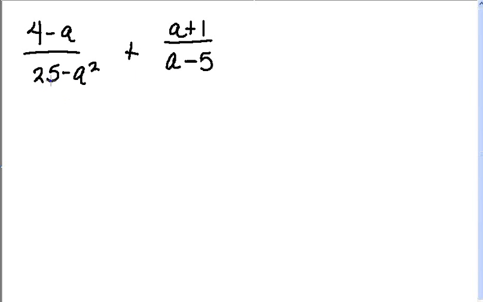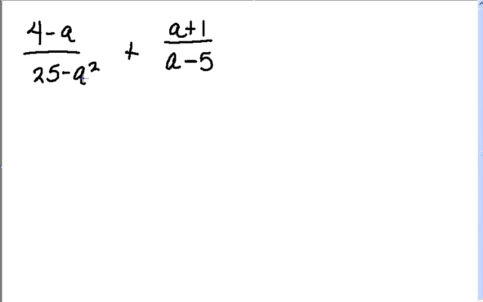In this first term, I see that I have 25 minus a squared. It looks a lot like what we call Mr. Formula. 5 squared is 25, a squared is a squared, and I have a negative sign in the middle. So that would factor into 5 minus a, 5 plus a. But notice in my second term, I have a minus 5.